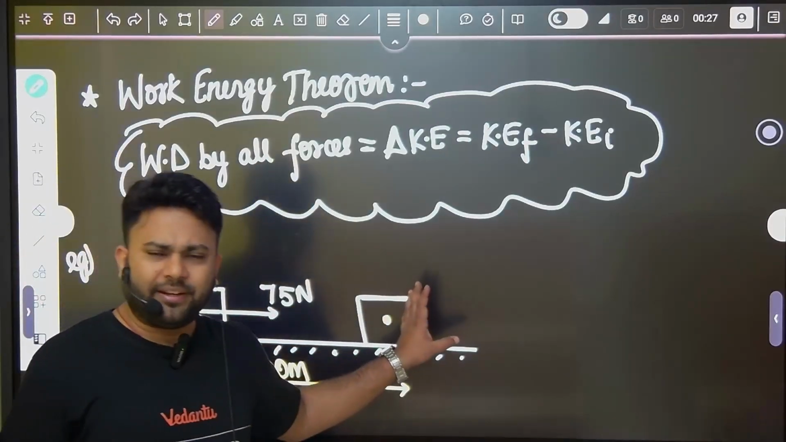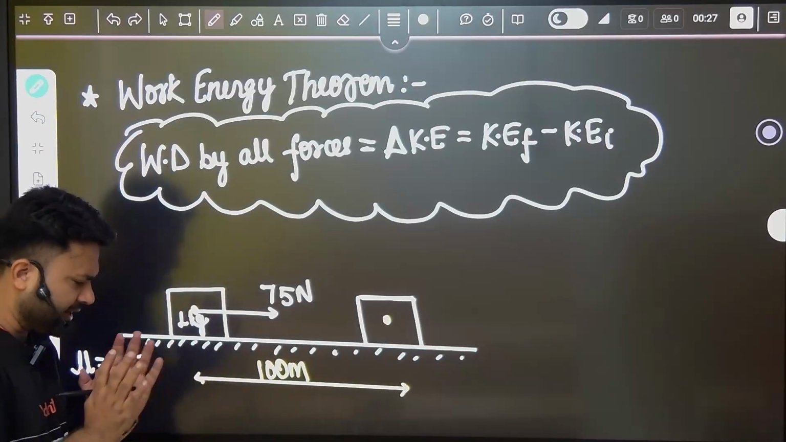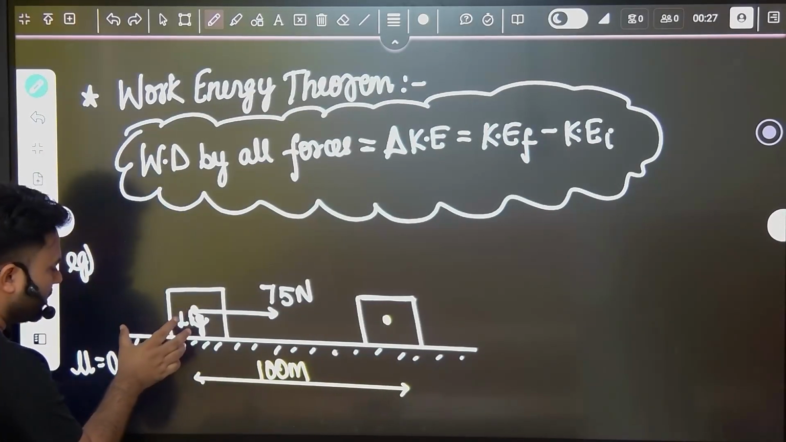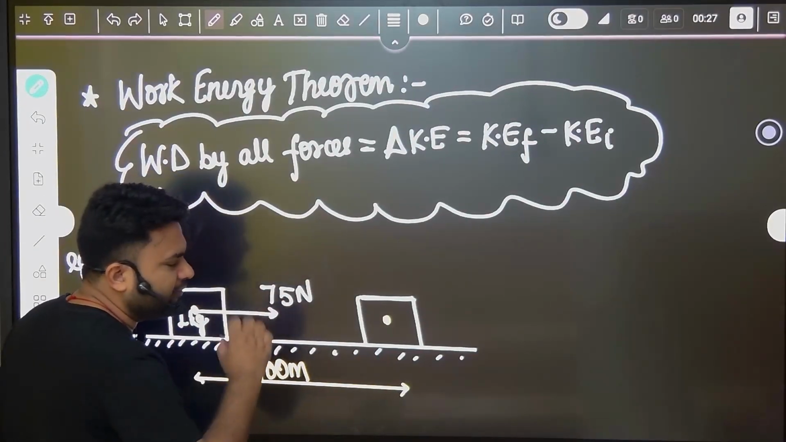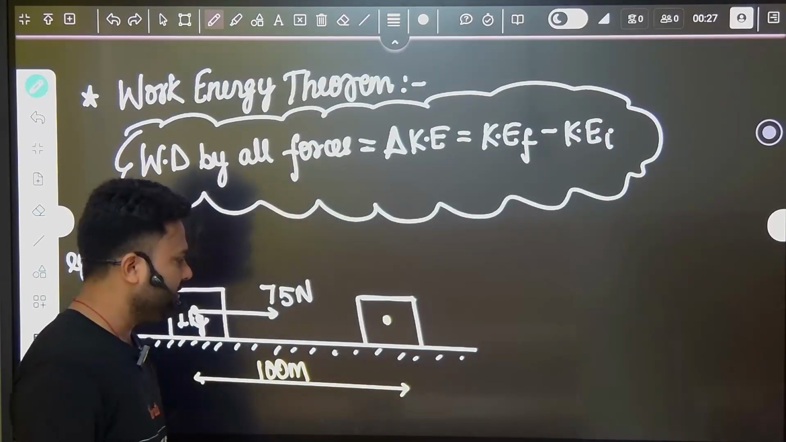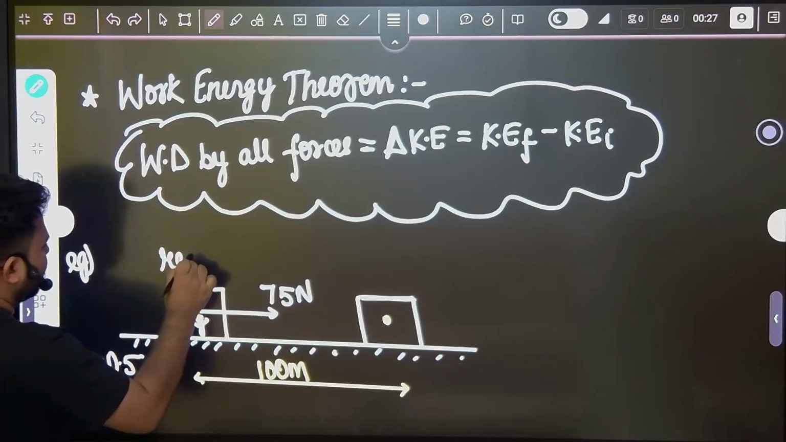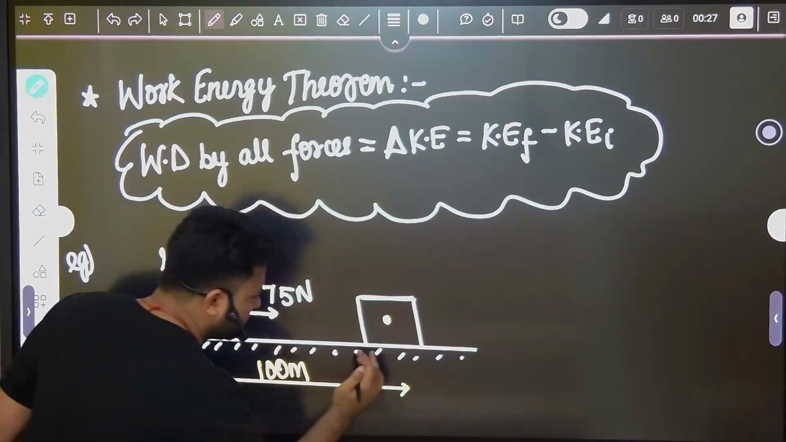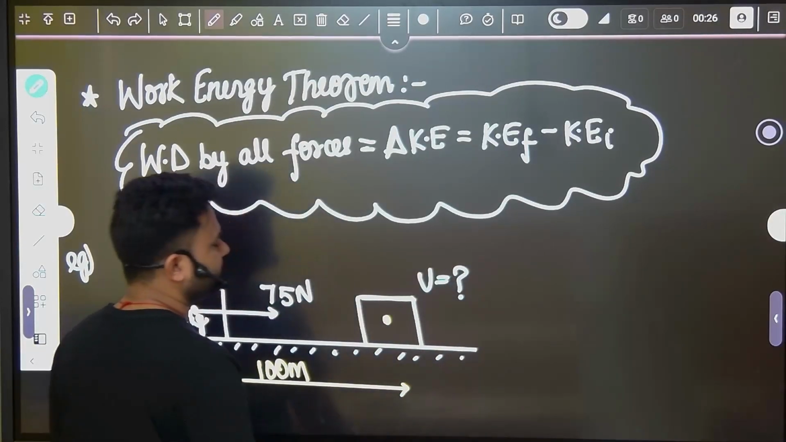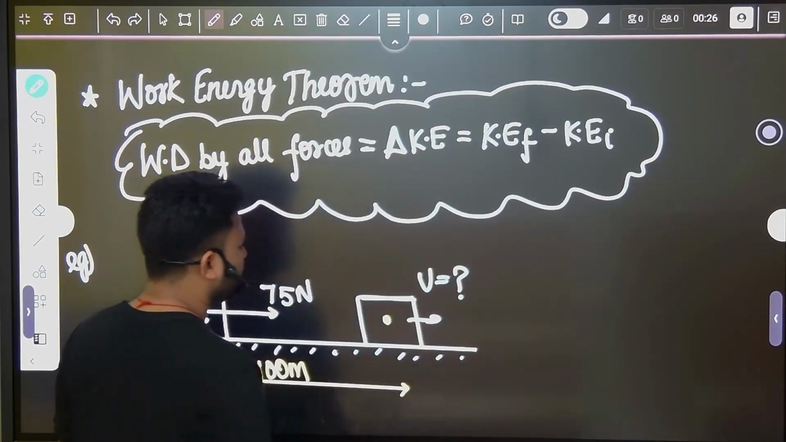And it has not stopped. I am not saying that it has stopped. Means what is the question? Again, listen carefully. There was a block of mass 1 kg. It was kept on a rough surface. You applied 75 Newton force. When it got displaced by 100 meter, initially it was at rest. When this got displaced by 100 meter, what is the speed of this block? Right now the block is moving with what speed?